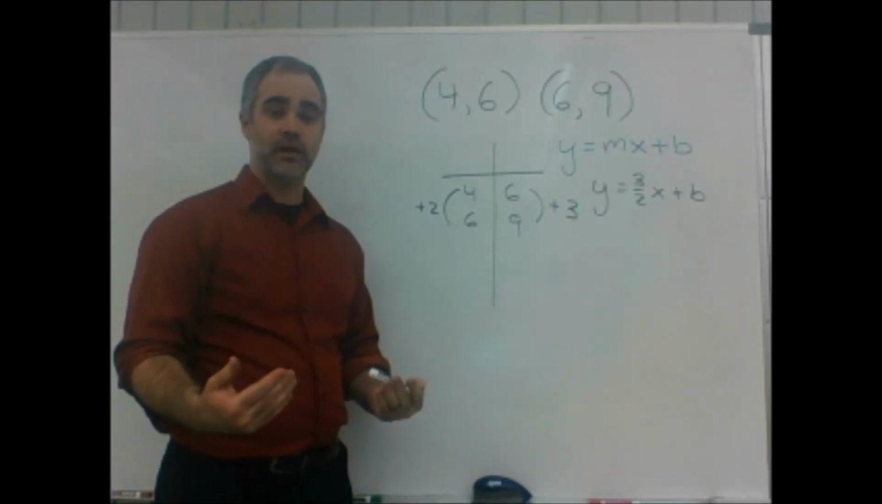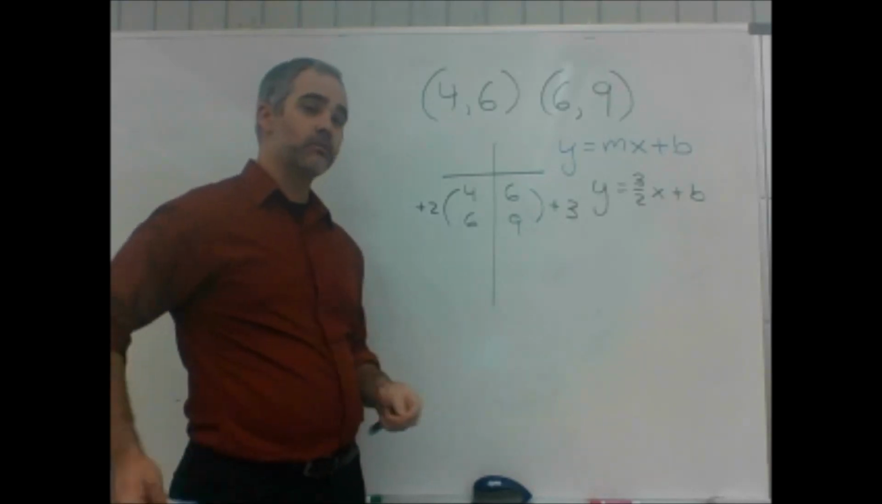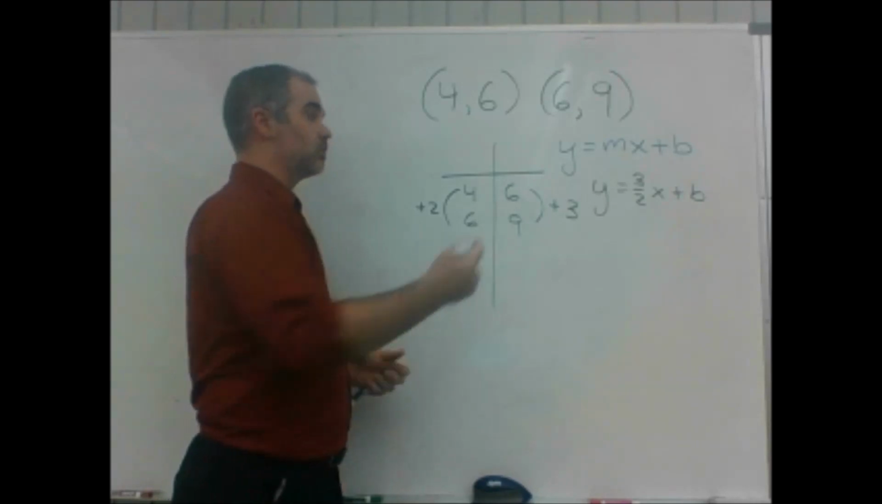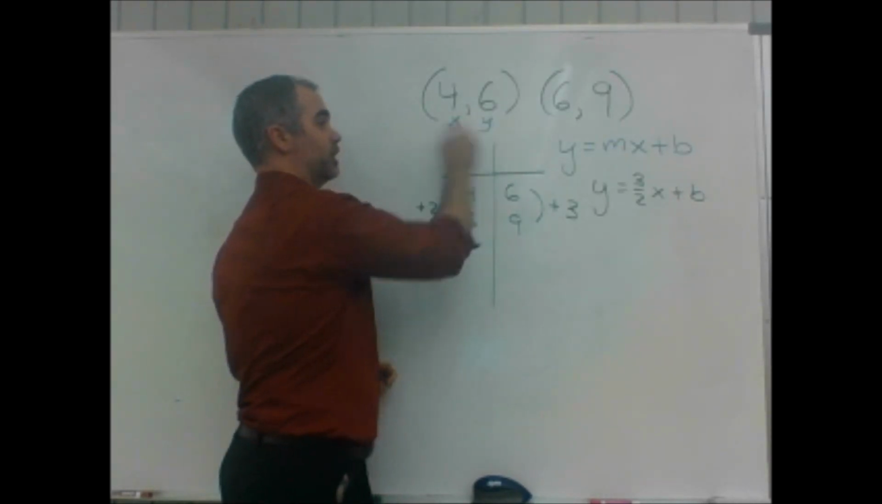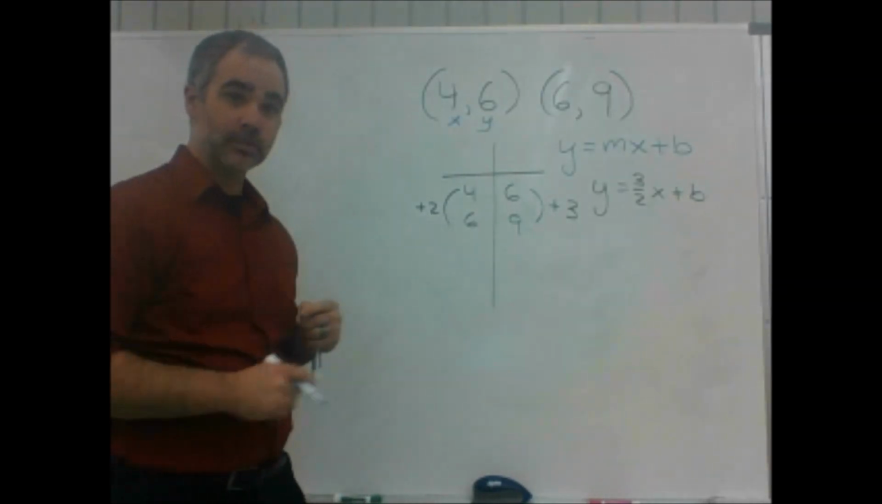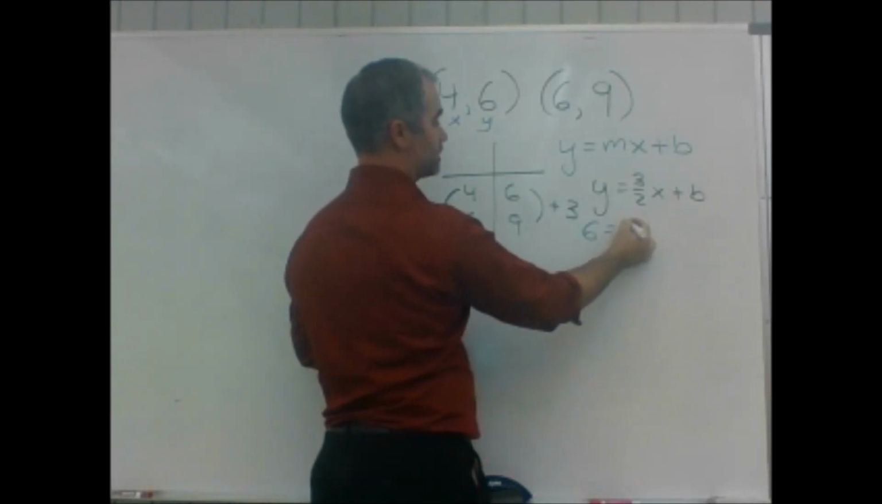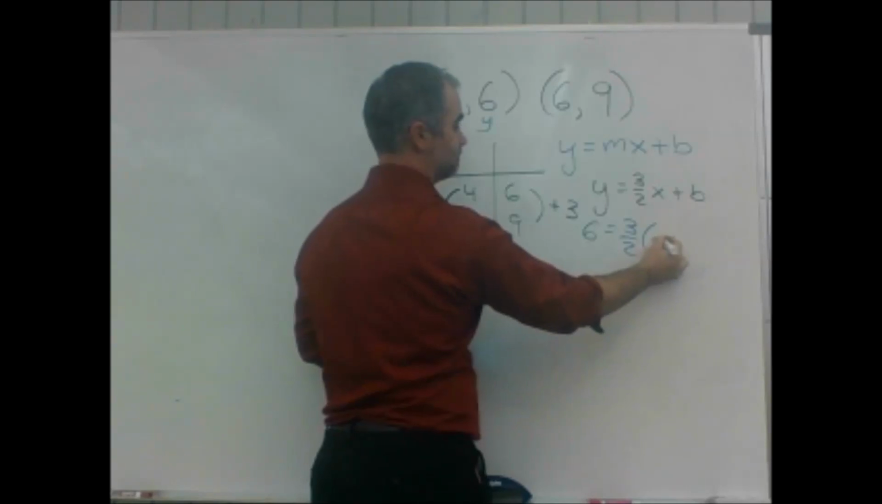Now, we just need to find an x and a y so we can solve for b. You can use either one of these points. I'm going to choose the one that's a little bit smaller here. We'll see if that helps us. So I'm going to plug in y, which is 6, and x, which is 4.